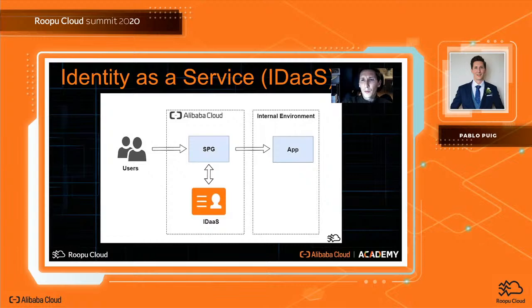In the following picture, we see the common scenario where IDaaS and the service provider gateway are deployed on Alibaba Cloud and connected to the internal environment. Each time a user requests access to the service provider gateway, the identity of the user will be authenticated with IDaaS.